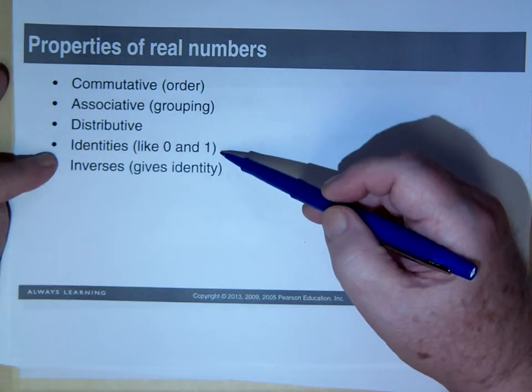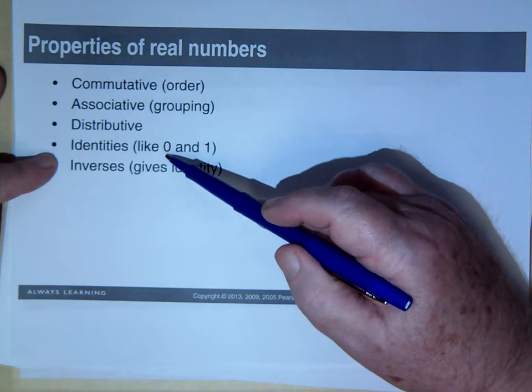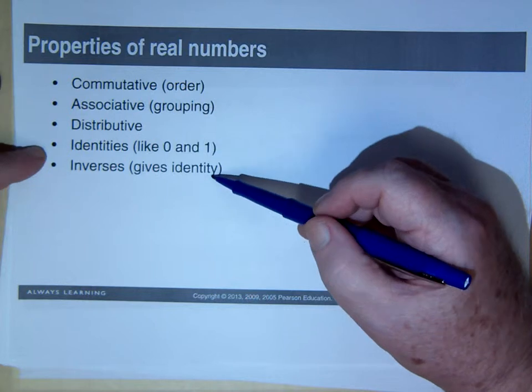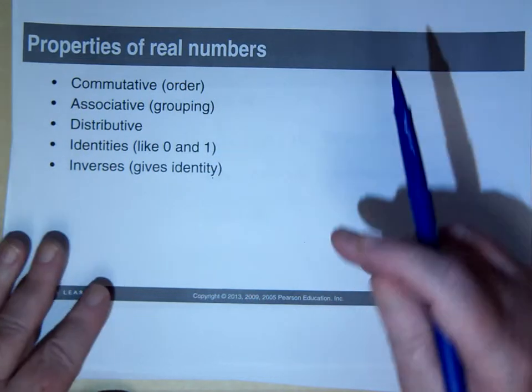We have identities in some operations. If you add 0 to any number, you get the number you started with. If you multiply any number by 1, you get the number you started with. And we also have inverses in at least some instances that will result in the identity.